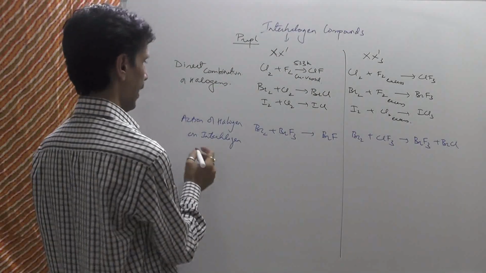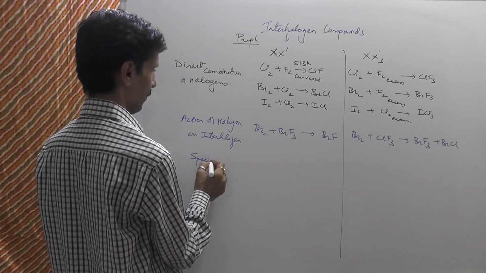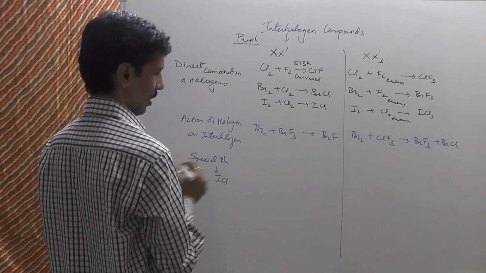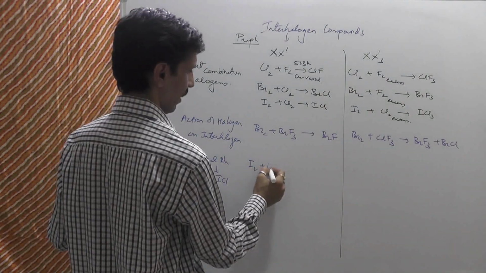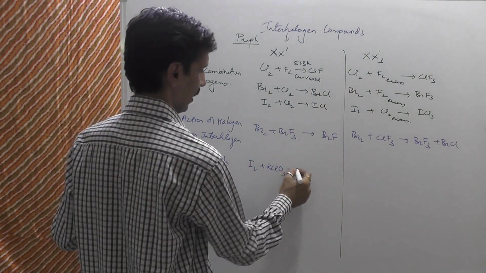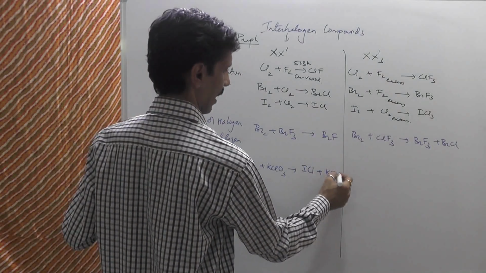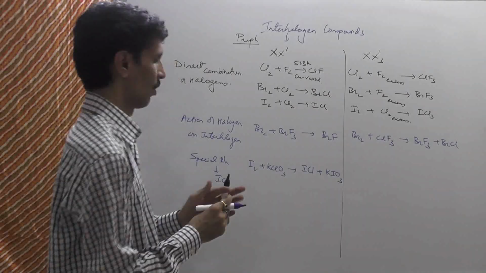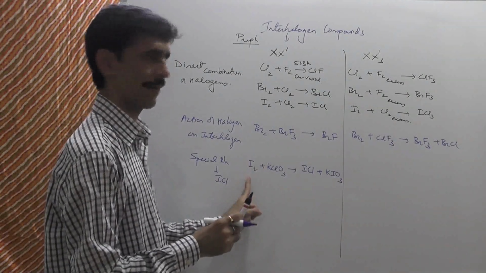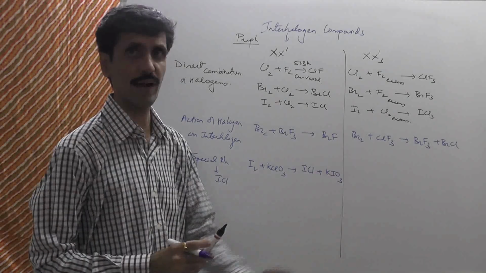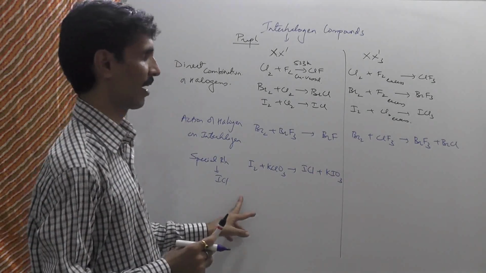Okay. Now I have a special reaction for ICl, and that special reaction will be I2 plus KClO3. That is going to give you ICl plus KIO3, potassium iodate. So potassium chlorate will combine with iodine, again as a result of which it will give you ICl and potassium iodate. ये एक स्पेशल रिएक्शन है फॉर ICl.